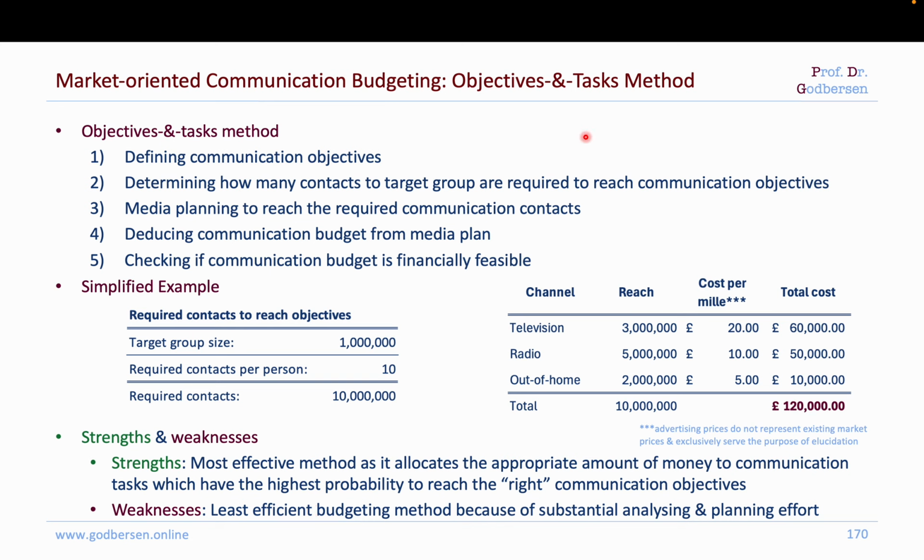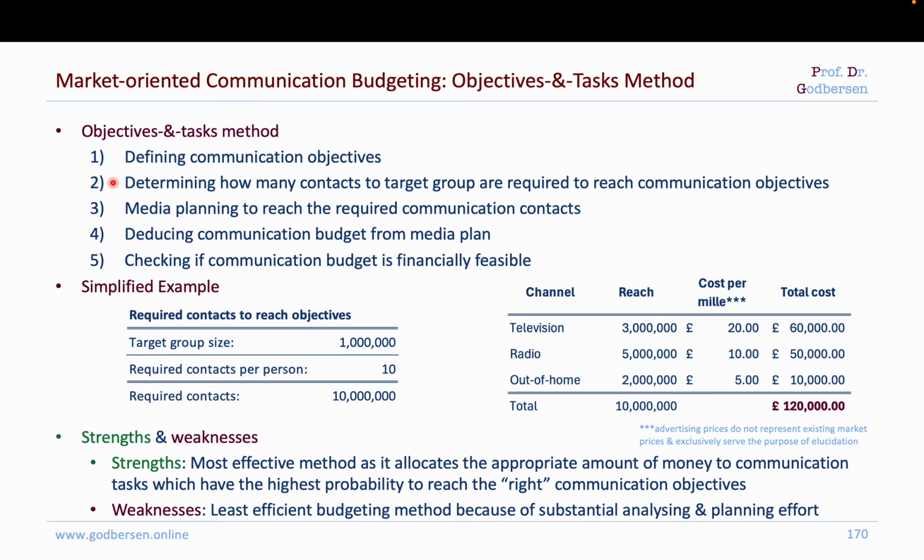Now, let's come to the objective and task method. What do you do there? You define your communication objectives, increasing the brand awareness by 10%, or similar, or increasing sales by 5%, whatever your objective is. Then you determine how many contacts to the target group you need through your advertising so that you achieve your objectives.